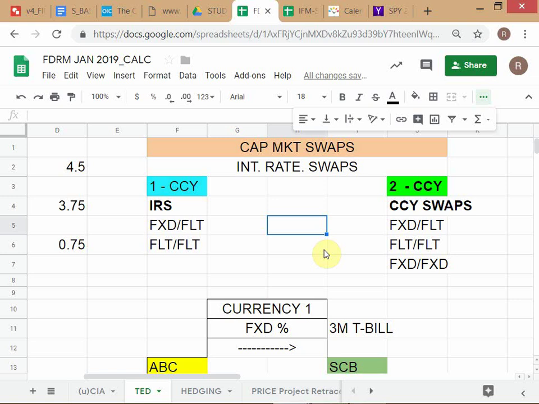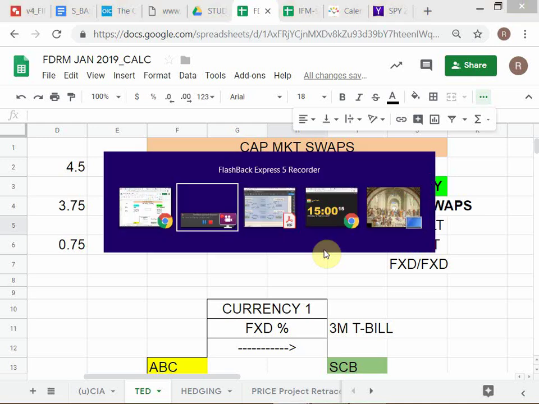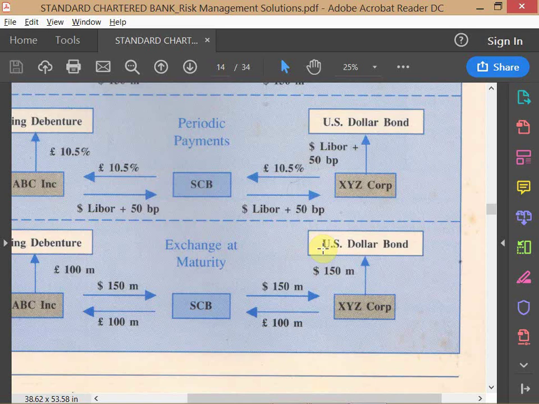Sir, the underlying position is the 3-month LIBOR in that cross currency interest rate swap example. The underlying position is the dollar LIBOR plus 50 basis points. This is our underlying position.